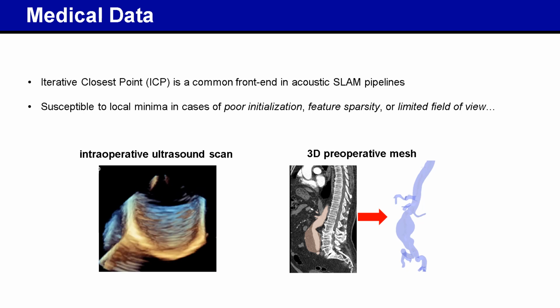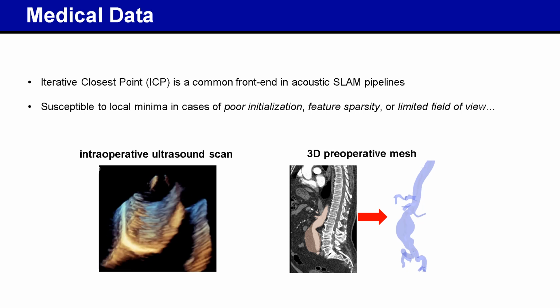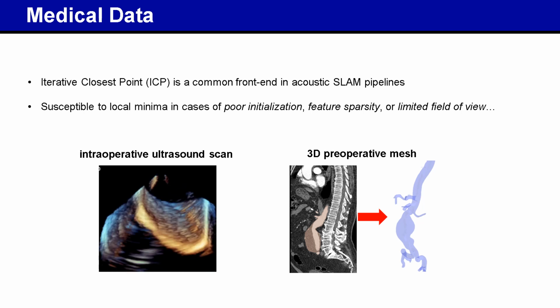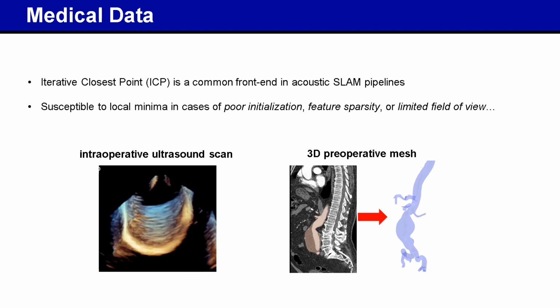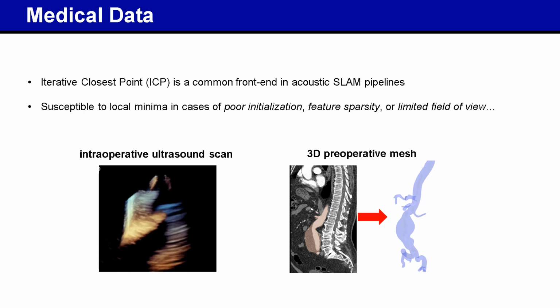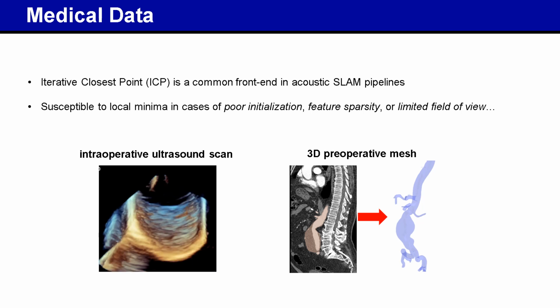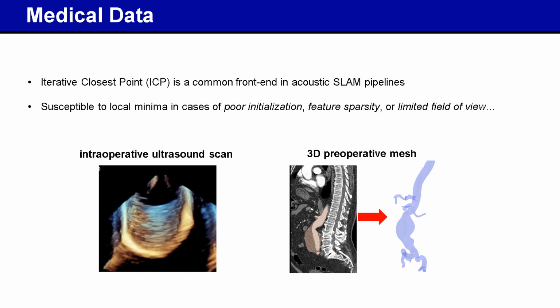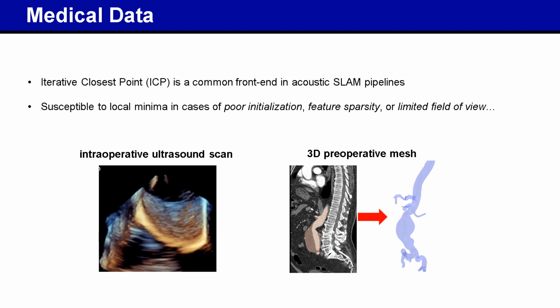ICP is a common front-end algorithm used in acoustically based SLAM. However, as we learnt in class, ICP is susceptible to convergence to local minima in the case of poor initialization or minimal point cloud saliency. Intraoperative ultrasound suffers from both these issues, though exploitation of 3D priors from preoperative imaging has the potential to improve ICP performance.